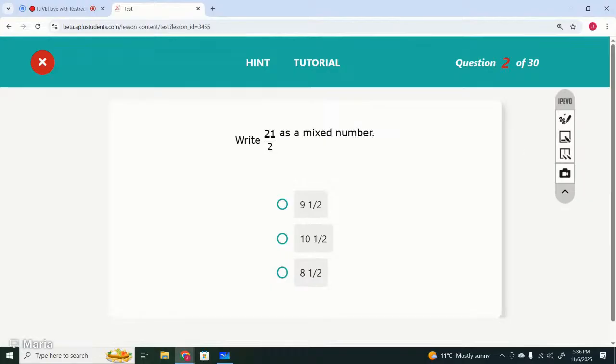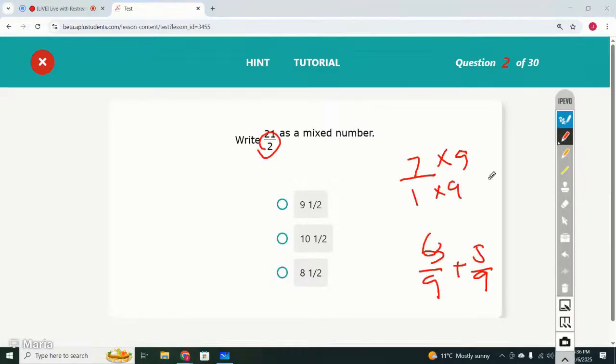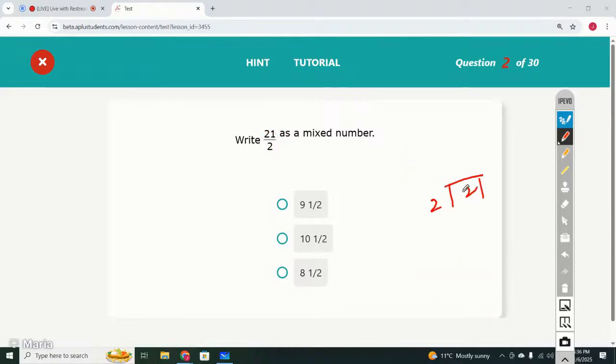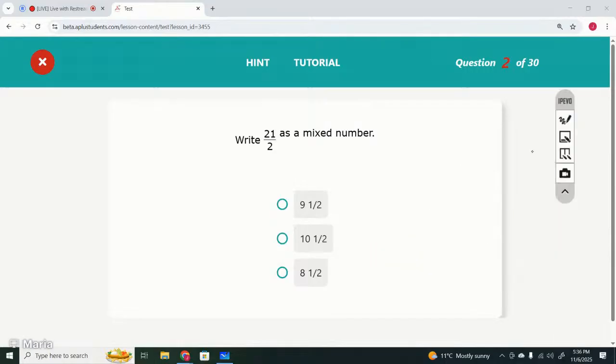Write 21 by 2 as a mixed number. So you have to divide. Divide 21 by 2. 2 times 10 is 20, remainder 1. That is 10 whole 1 over 2. The correct option is 10 whole 1 by 2. It is option number 2.